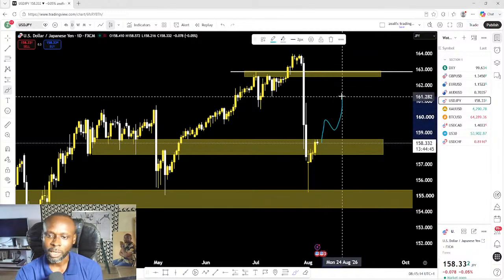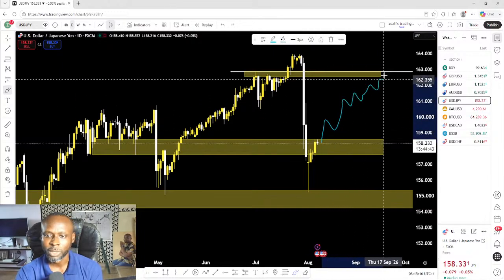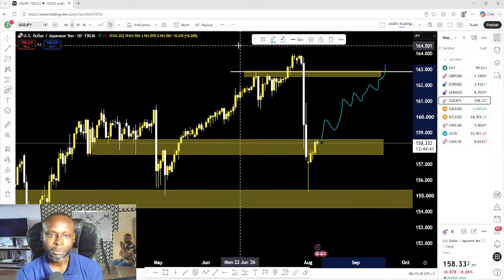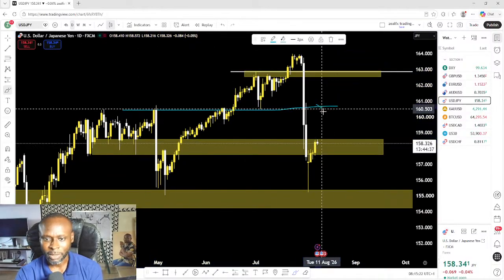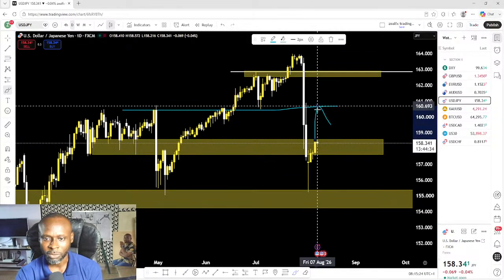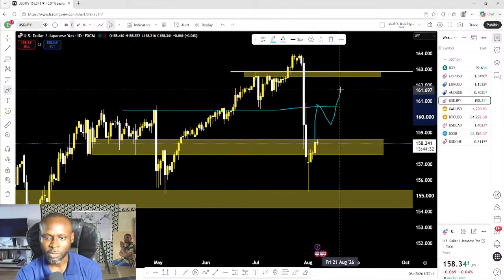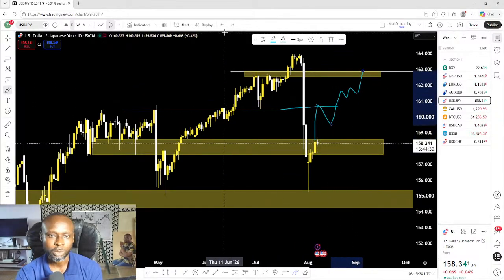We need a series of higher lows for us to buy the USD JPY, guys. So we might see price push to this level and price might retest. That might see price push to this level, then price retests. Then we'll start looking for buys to the top on the USD JPY.